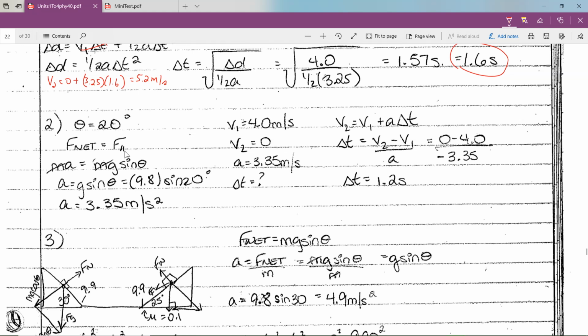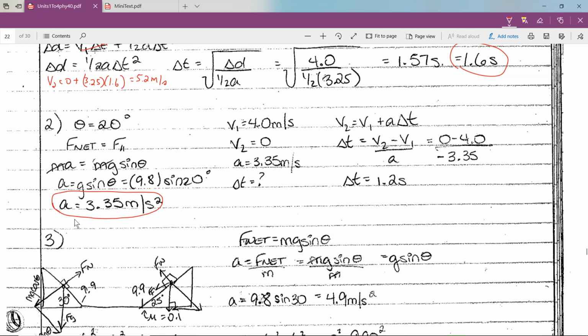Notice I didn't know the mass of the CD. I didn't need to know that. Net force ma is mg sine theta. So the acceleration is g sine theta. So 9.8 times sine of 20 degrees. So the acceleration is 3.35 meters per second squared.